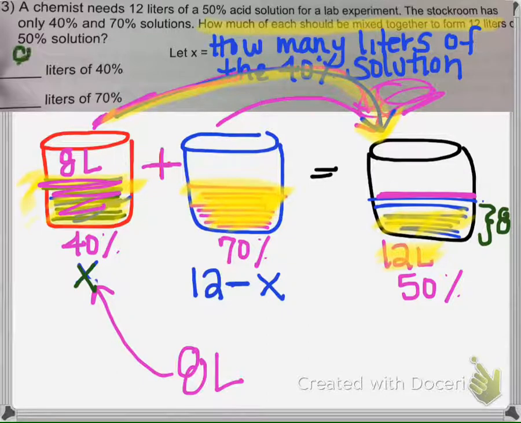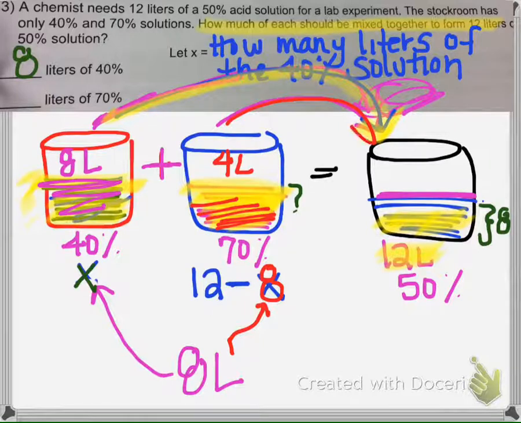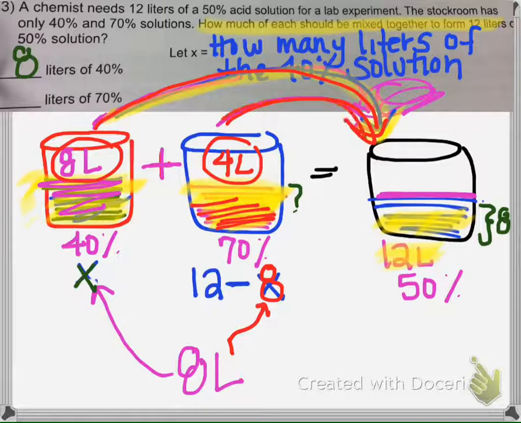So 8 liters. And then we want to know, well, how much of this? So since X is 8, we're going to put the 8 here, and 12 minus 8 would be 4. So we're going to pour in 4 liters of this. We're going to pour it in here. So we're going to have 8 from this one, and 4 of this, and pour them in, and that's going to make 12. And when you pour those two solutions in, only half of it, 50%, will be acid.